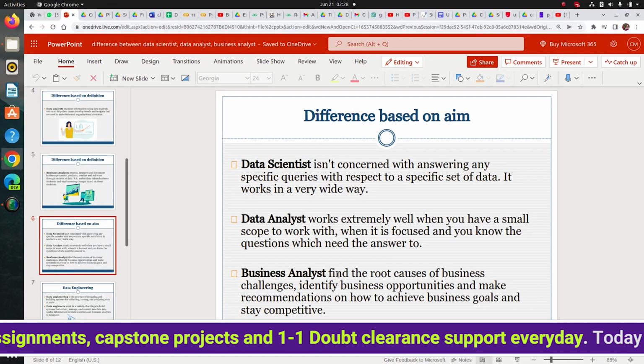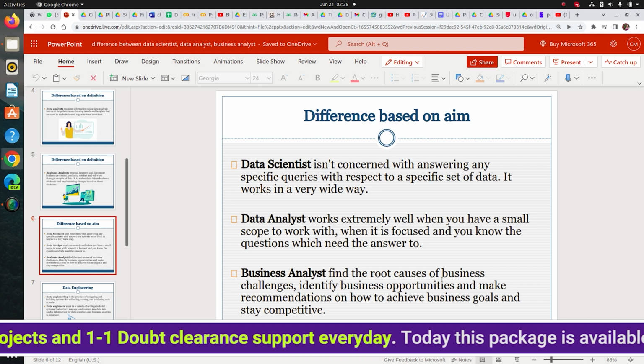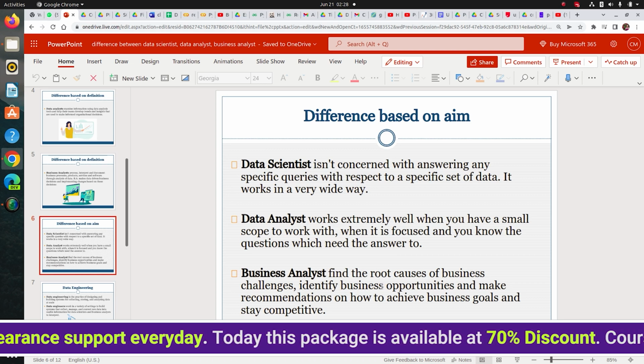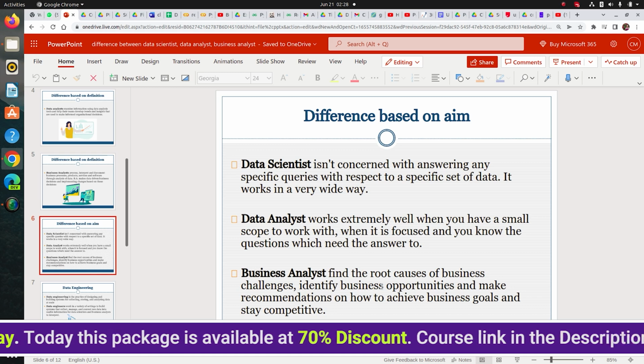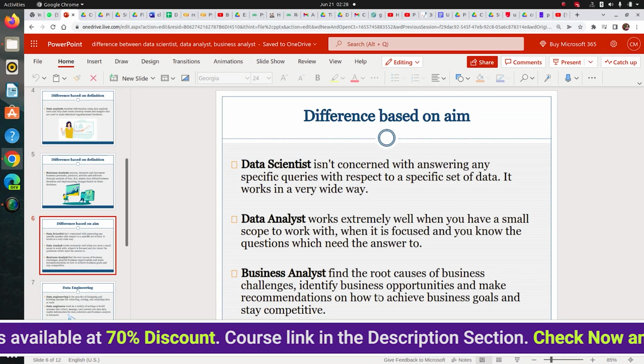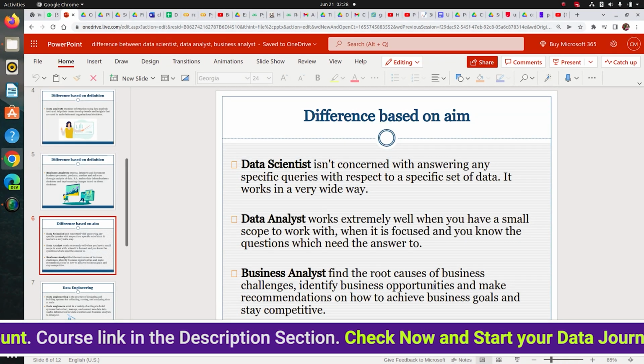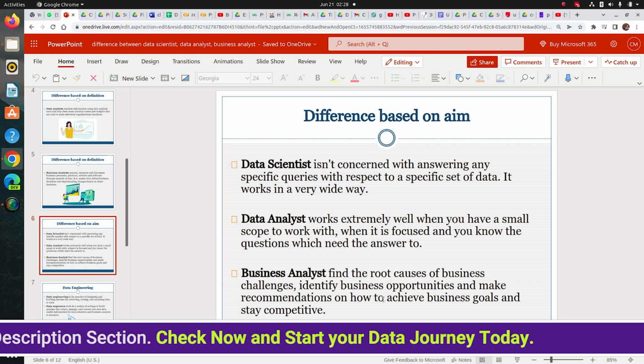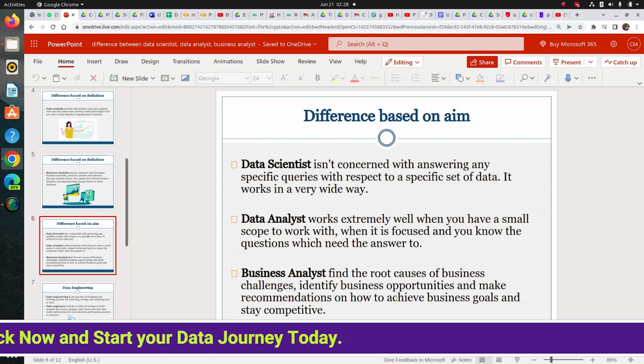Now business analyst works on the root cause of the business challenges, like what is the problem the organization is facing and how it can be solved. So it identifies the business opportunities and makes recommendations. It takes decisions on how to achieve business goals and stay competitive.